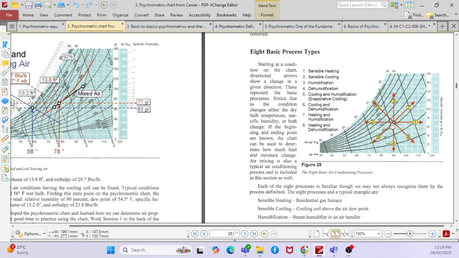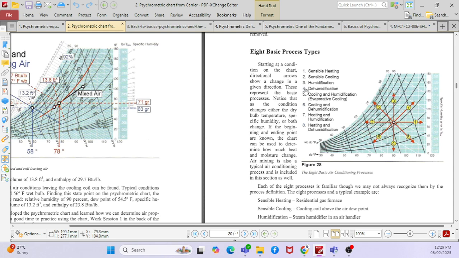What is sensible cooling? You are just cooling the air. What is humidification? You are going to humidify. That means your dry bulb temperature will be constant. Without increasing temperature, you are just adding the moisture, right? Say, for example, your air is 90 degrees Fahrenheit. If you are doing heating, the air temperature will increase up to, say, 110 degrees Fahrenheit. But when you do the humidification, your temperature will be the same, but your water vapor will increase in the air because you are adding moisture, right?